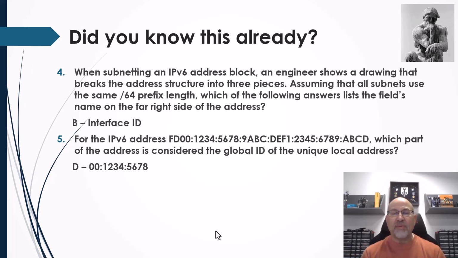For the following IPv6 address, which part of the address is considered the global ID of the unique local? Well, that was why I had that in red in the earlier part of this presentation. So the part beginning after Foxtrot Delta, after FD, that is the global part of the prefix. So 00, 1, 2, 3, 4, 5, 6, 7, 8, right? So that 40-bit chunk is the global ID for the unique local address. Whew, that is a mouthful.